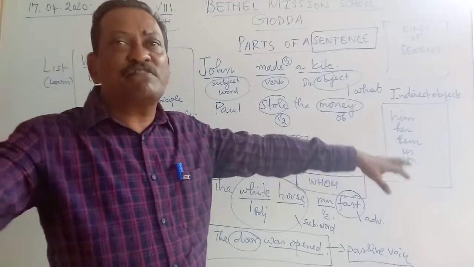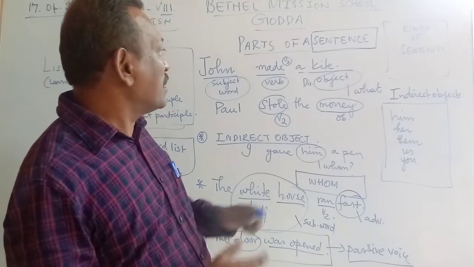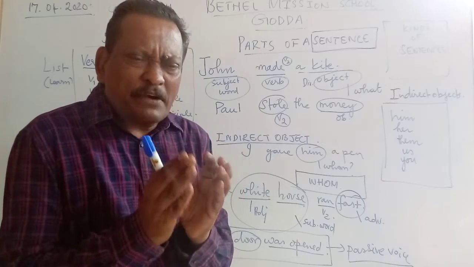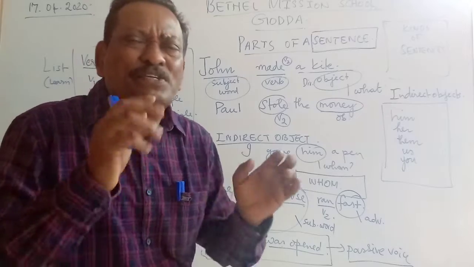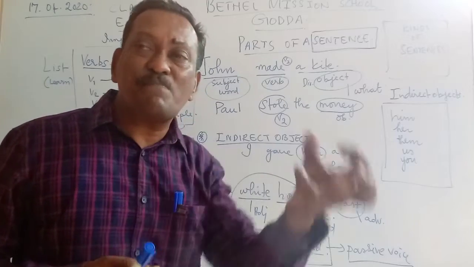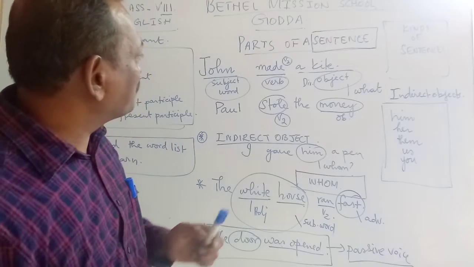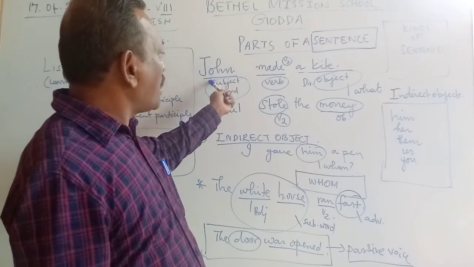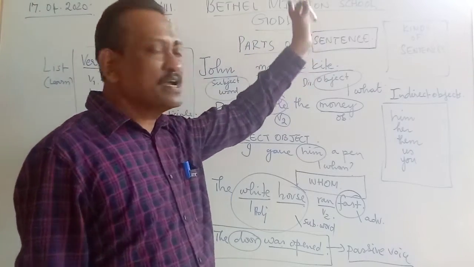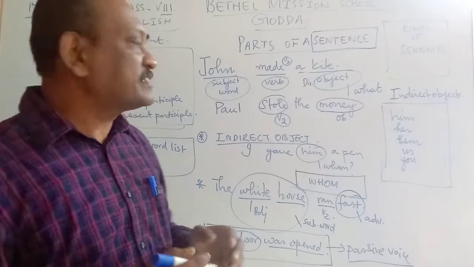You see, our body has different parts and each part has its own function, its own role. In the same way, a sentence is made of different parts. So every part has a kind of significance, an importance. What are the different parts that are found in a sentence? That's going to be the topic of discussion today. Now as you see here, John made a kite. 1, 2, 3, 4. There are 4 words in this particular sentence. So all the 4 words make the sentence.